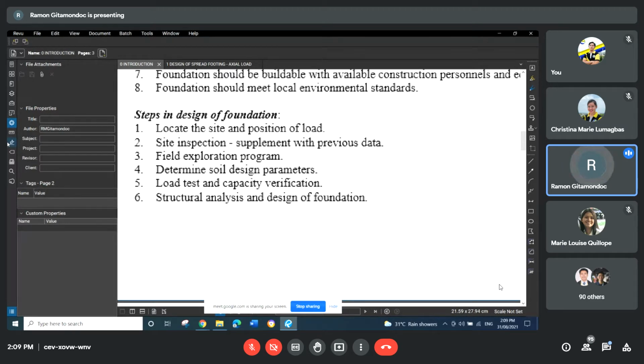Then after that, the final step will be to do structural analysis and the design of the foundation. So this is the last step, no? So based on the soil bearing capacity and the pile load capacity, then we can design the foundation, no? So these are the 6 basic steps in the design of foundation.